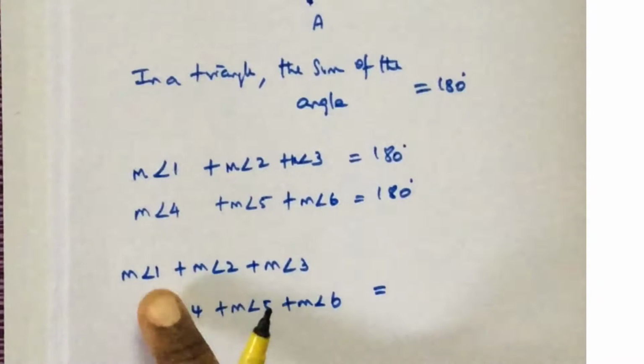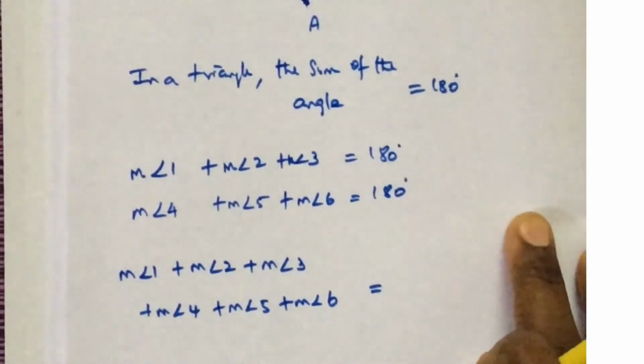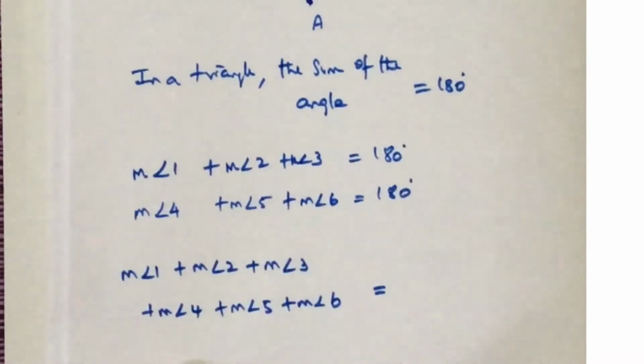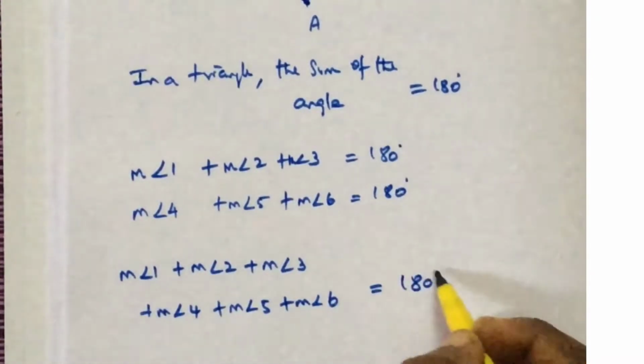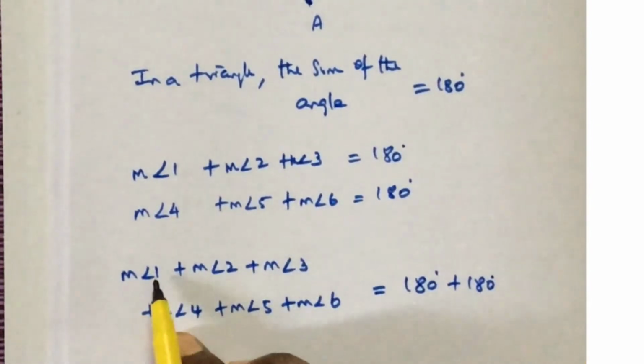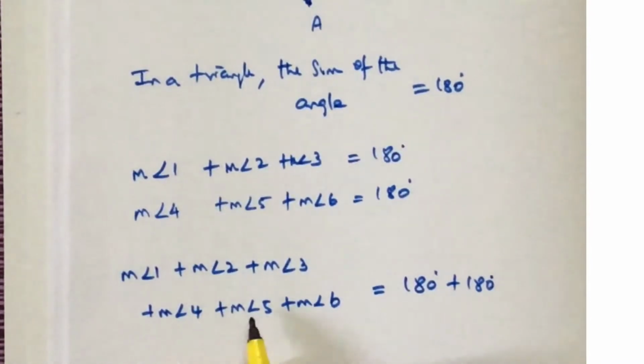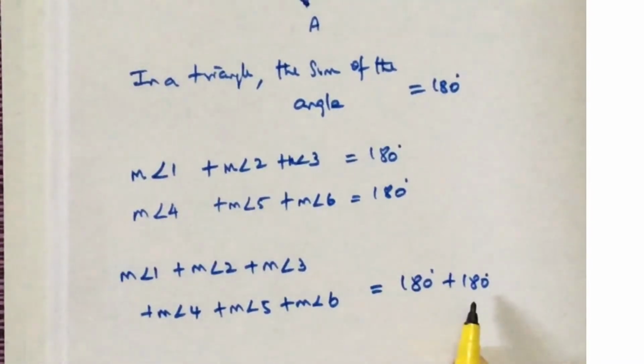So measure of angle 1, angle 2, angle 3 plus angle 4, angle 5, angle 6. I added everything together, so that should be 180 degrees plus 180 degrees, because angle 1 plus angle 2 plus angle 3 is 180 degrees, and angle 4 plus angle 5 plus angle 6 is 180 degrees.